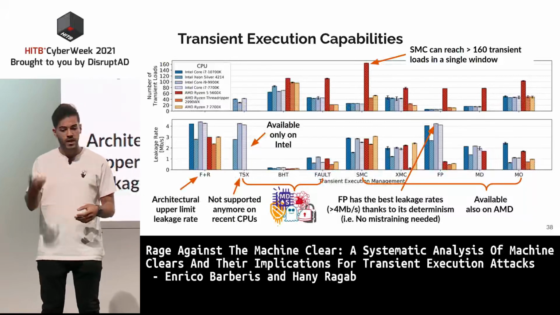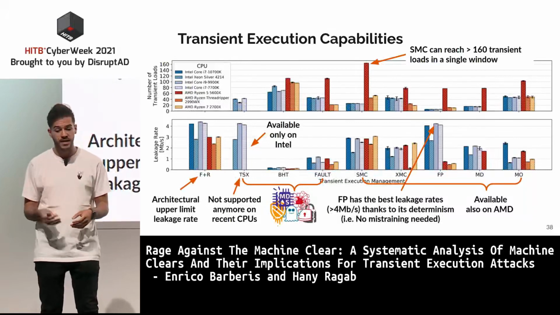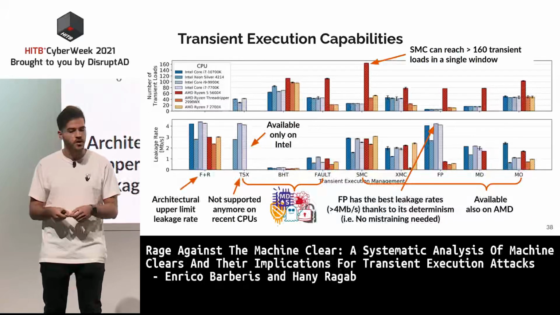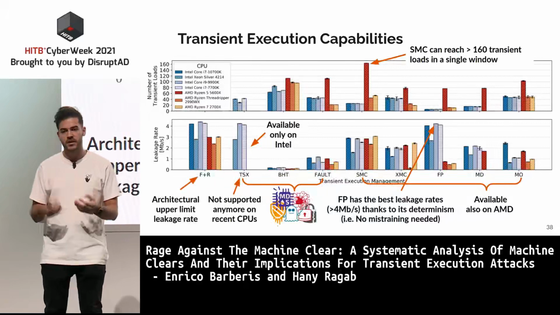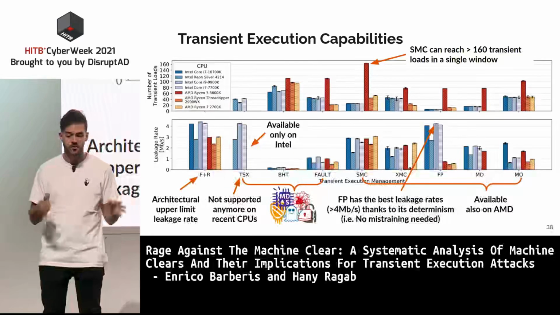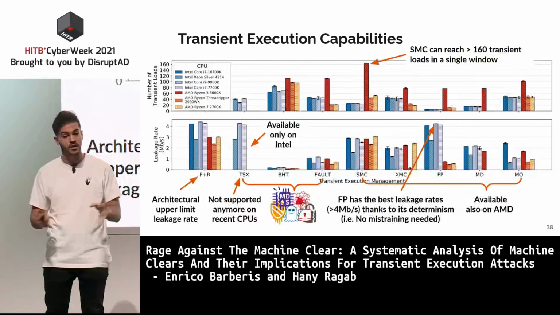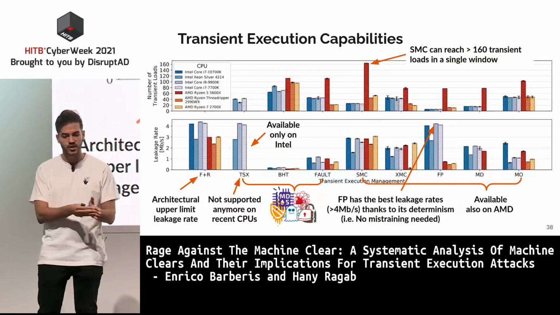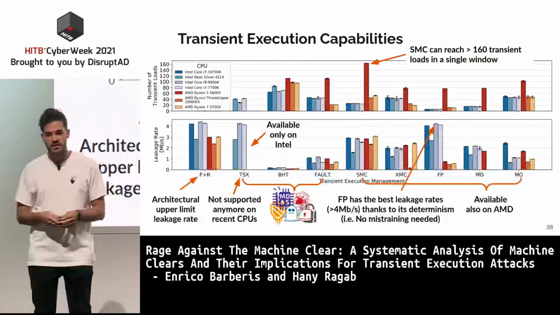And we can reach more than 4 megabits per second thanks to the determinism of a floating point operation. We're not mistraining. We're not wasting execution cycles on trying to bring the microarchitecture of a modern CPU to a known or a specific state. It's deterministic. We perform a floating point operation, and we have a transient execution path.